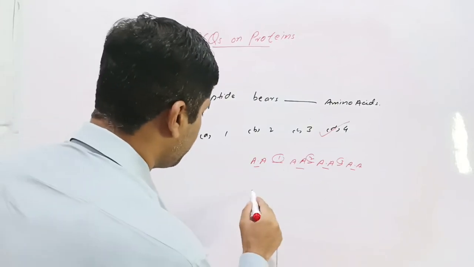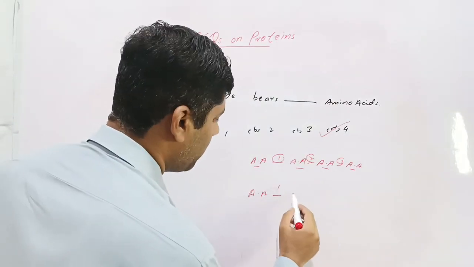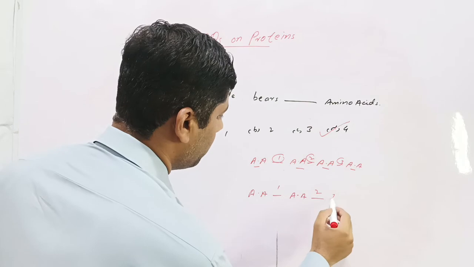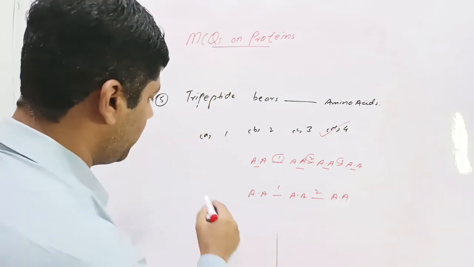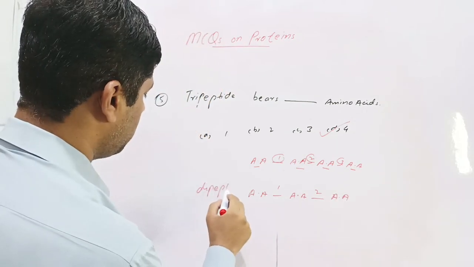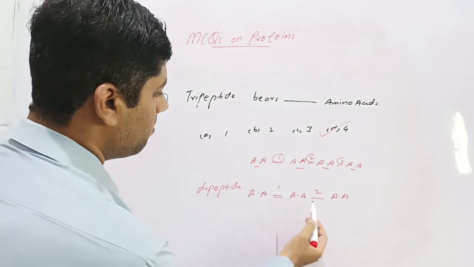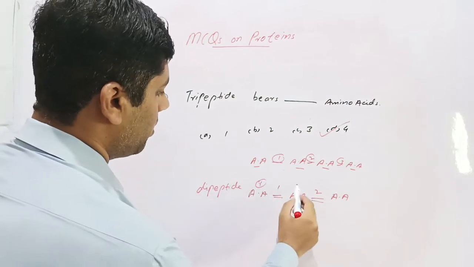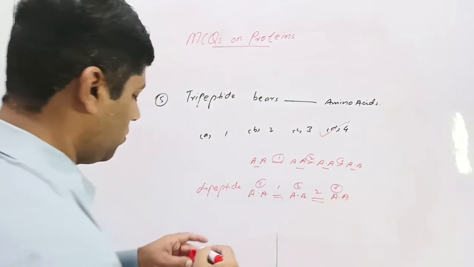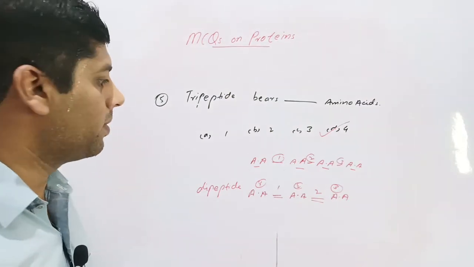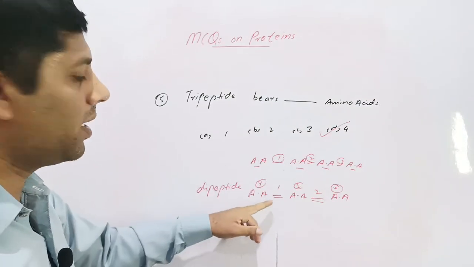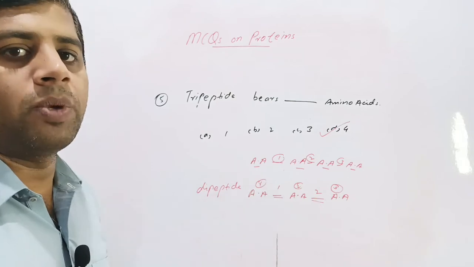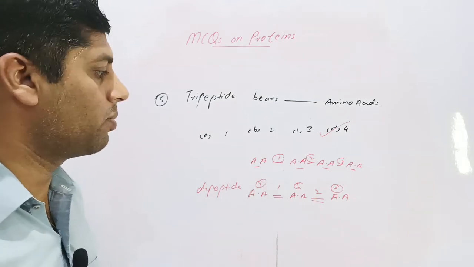Similarly, in case of a dipeptide, the first peptide bond, the second peptide bond. The dipeptide has 2 peptide bonds and 3 amino acid units. So it should be kept in mind that the peptide bonds are one number less than the number of amino acids in a linear amino acid or protein chain.